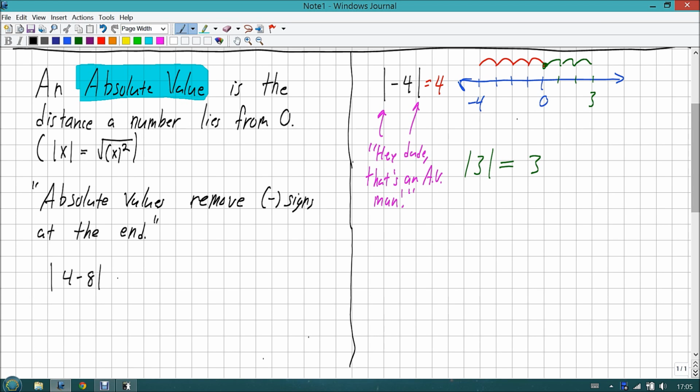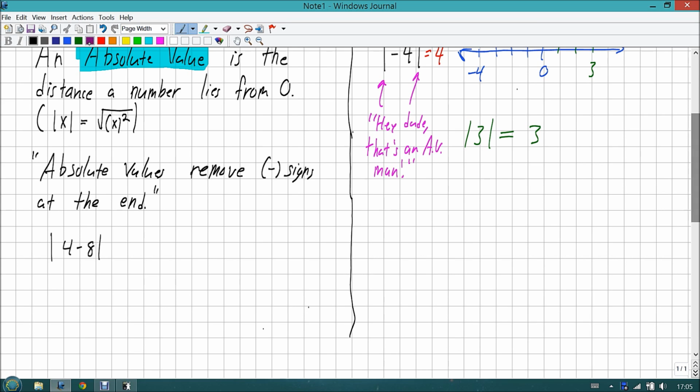So if I have the absolute value of 4 minus 8, I would begin by doing the operation inside, which is subtracting 8 from 4. Doing that leaves me with -4. Now I take the absolute value of -4, which means that I make the negative sign go poof, and when I do that, I get a +4.